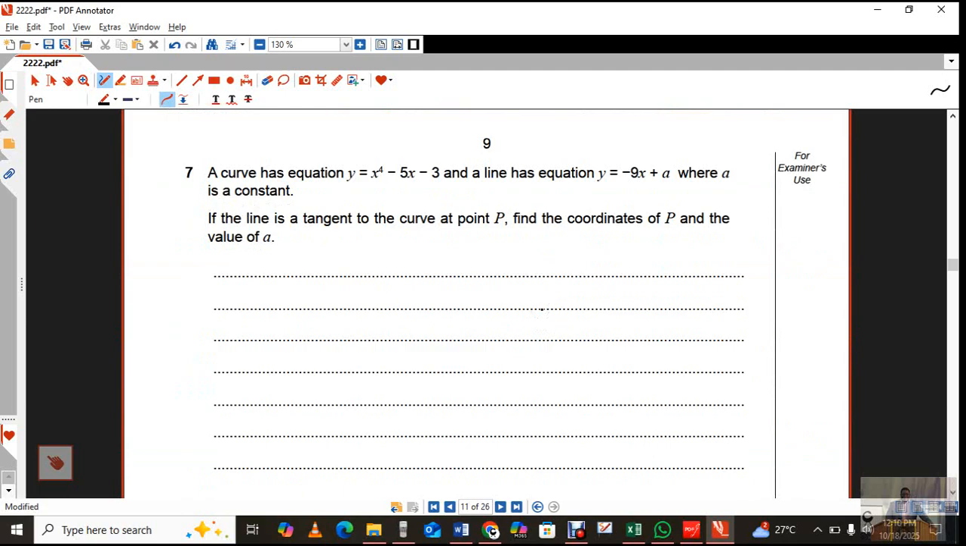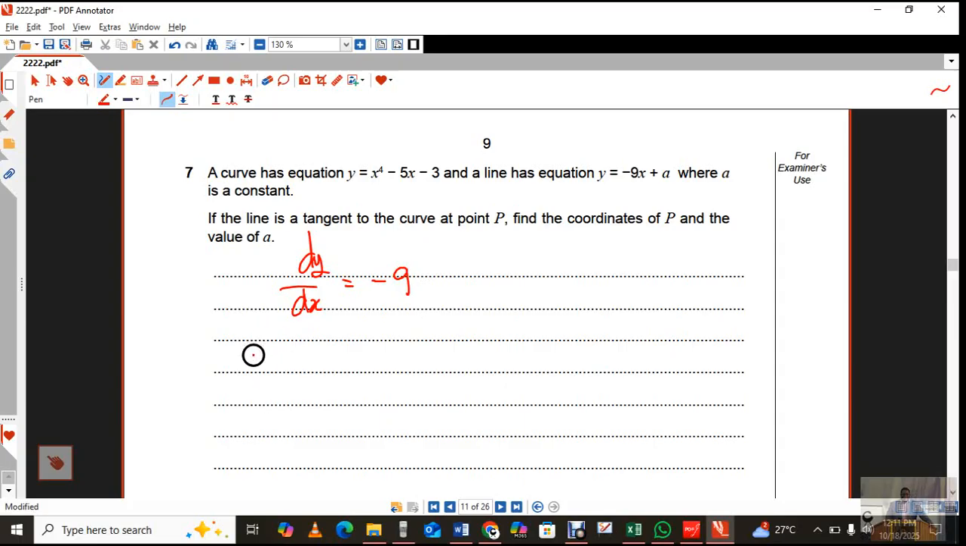Okay, that brings me to question 7. It says a curve has an equation. The equation of the curve is y equals x to the power 4 minus 5x minus 3. And a different line has the equation y equals minus 9x plus a. That minus 9 is the gradient. The line is a tangent to the curve at point P. That means the gradient of the curve, dy/dx, is equal to the gradient of the line, which is minus 9.